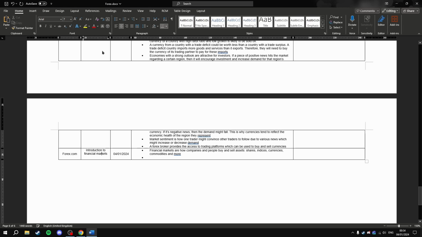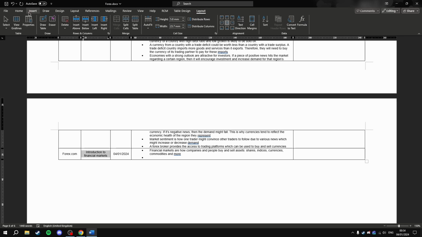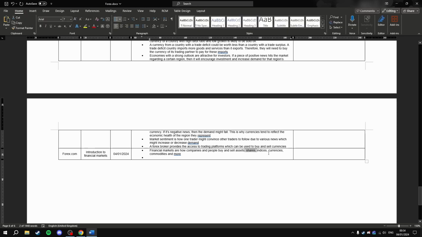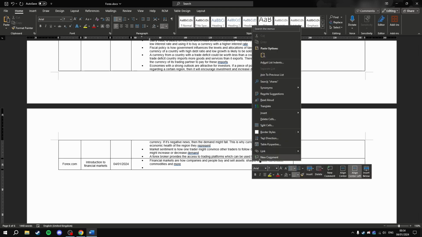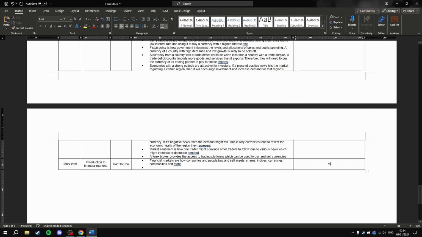I should start making a, what's it called, like a dictionary thing, shouldn't I? Just explaining what some of these keywords mean. So shares, indices, currencies, commodities. Yeah, I should do that. Let me make a note to myself. New comment. Make a vocab list. There we go. Vocab list on what each of these words mean. That's a to-do thing right there.